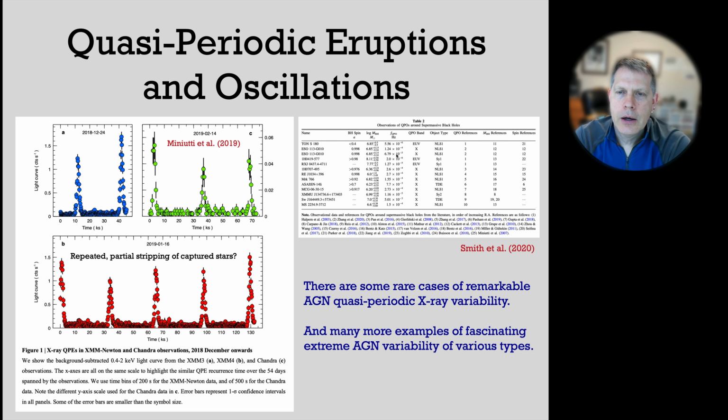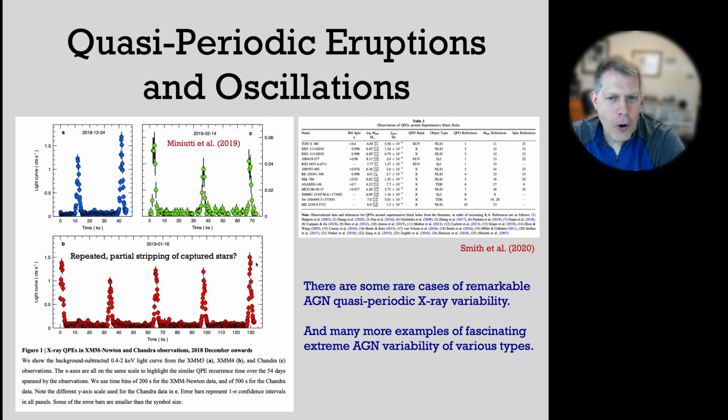There also are some remarkable cases of so-called quasi-periodic oscillations. I won't go through these in all detail, but just for your reference, here is a nice table that shows the objects where quasi-periodic oscillations have been plausibly, or in many cases, credibly found in active galaxies with references, which you can go read about if you're interested. Unfortunately, the nature of these quasi-periodic oscillations are rather perplexing. They don't seem to correlate very well with what one might expect from X-ray binaries, for example. And you can read about the details in this paper and in other works. But in any case, these are examples of remarkable extreme variations.